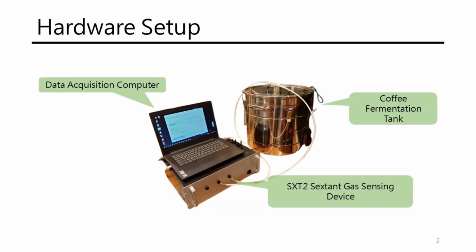On this slide, you can see the main hardware components used in our coffee fermentation monitoring system. First, we have the coffee fermentation tank, where the fermentation process takes place. Connected to it is the SXT2 sextant gas sensing device, which captures the volatile compounds released during fermentation. Finally, all the sensor data is collected and processed by the data acquisition computer, which runs our analysis software.